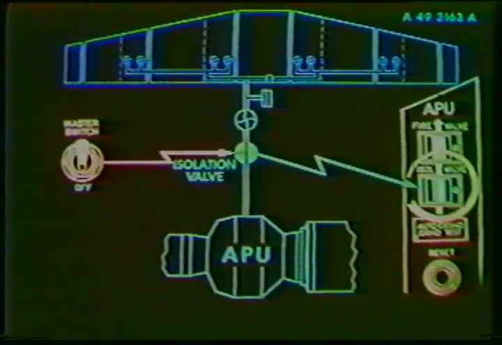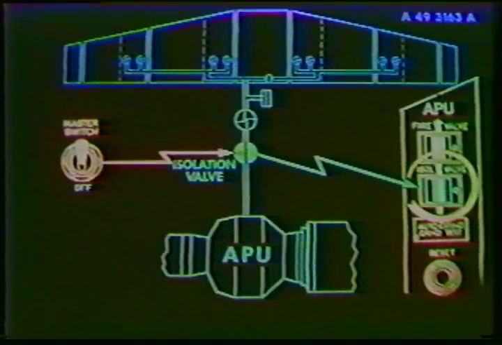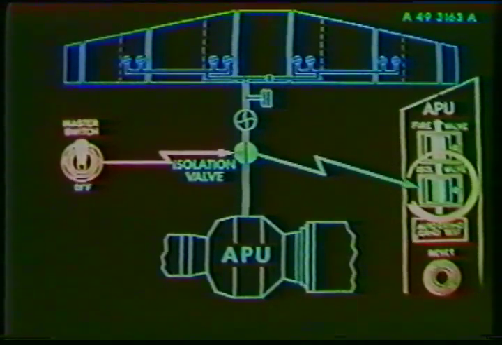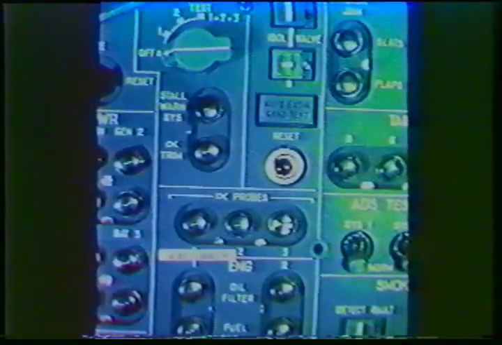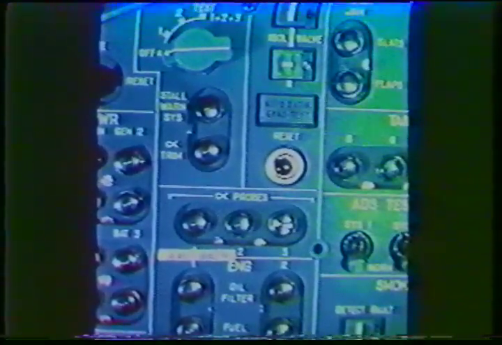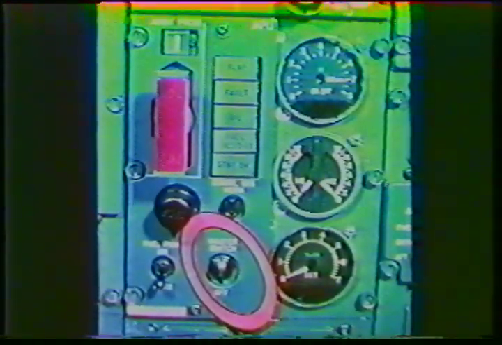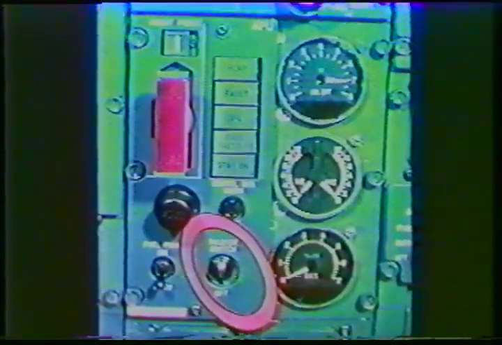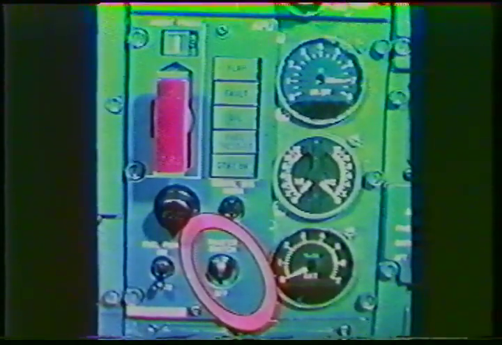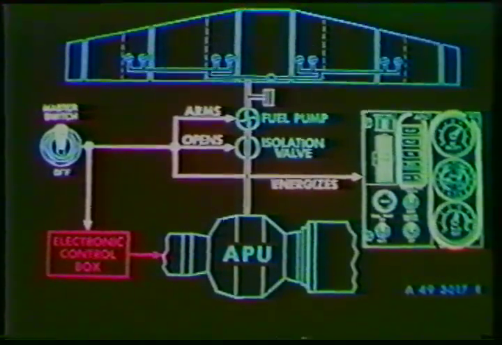The master switch also assures the control of the isolation valve located downstream of the APU fuel pump. The position of this valve is indicated by the isolation valve magnetic indicator on the test and monitoring panel. So this master switch in the master switch position opens the isolation valve and arms the APU fuel pump circuit. It also controls the operation of the APU electronic control box we have seen before and energizes the APU indicators and warnings.